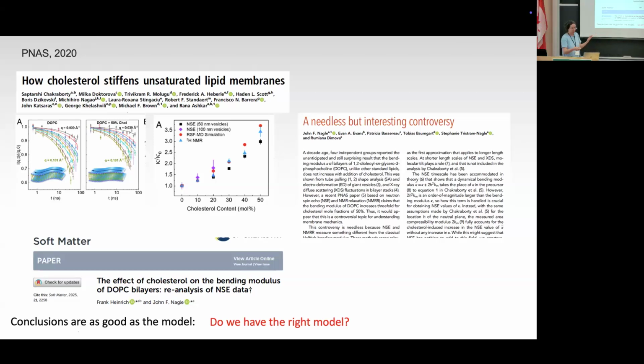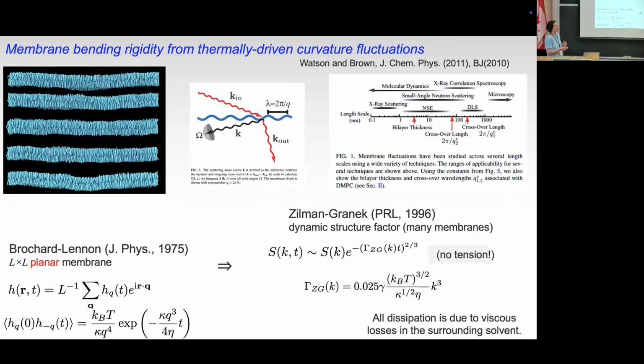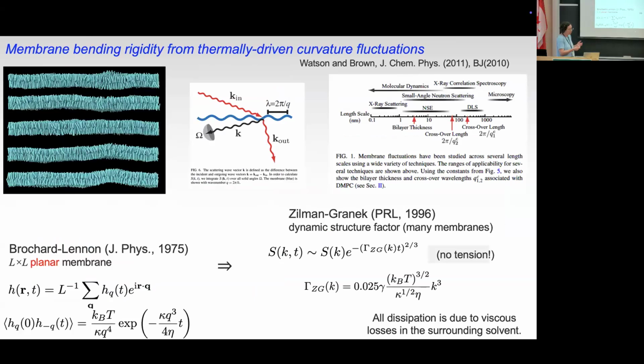So then the question was, who is right and who is wrong? There have been people here, Patricia Bassereau and Rumiana Dimova, who say cholesterol does not stiffen the membrane of DOPC. And then there is this new measurement saying that it is stiffening the membrane. So the question is why, and what's going on? So we said, let's take a look at the experiment and what exactly they're measuring, and reevaluate the model. What is the experiment measuring? The experiment is something called neutron spin echo. What is neutron spin echo?